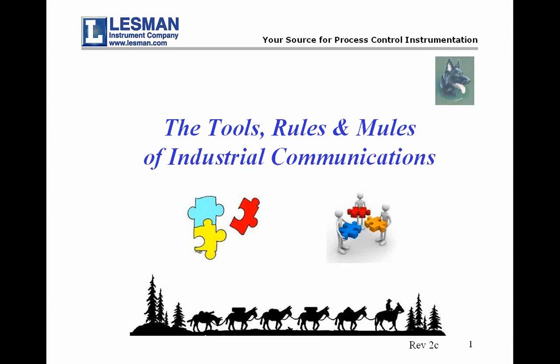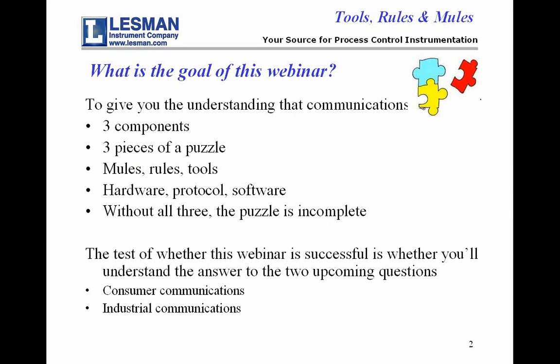We call this the Tools, Rules, and Mules of Industrial Communication. And the goal of this webinar is to give you the understanding that any communications link consists of three components. I use this little graphic up here in the corner, these three pieces of the puzzle, because you need all three pieces of the puzzle in order to make industrial communications work. These three pieces of the puzzle are called Mules, Rules, and Tools, and they correspond to the hardware, the protocol, and the software that are needed in order to make industrial communications work. And without all three, it's not going to happen.